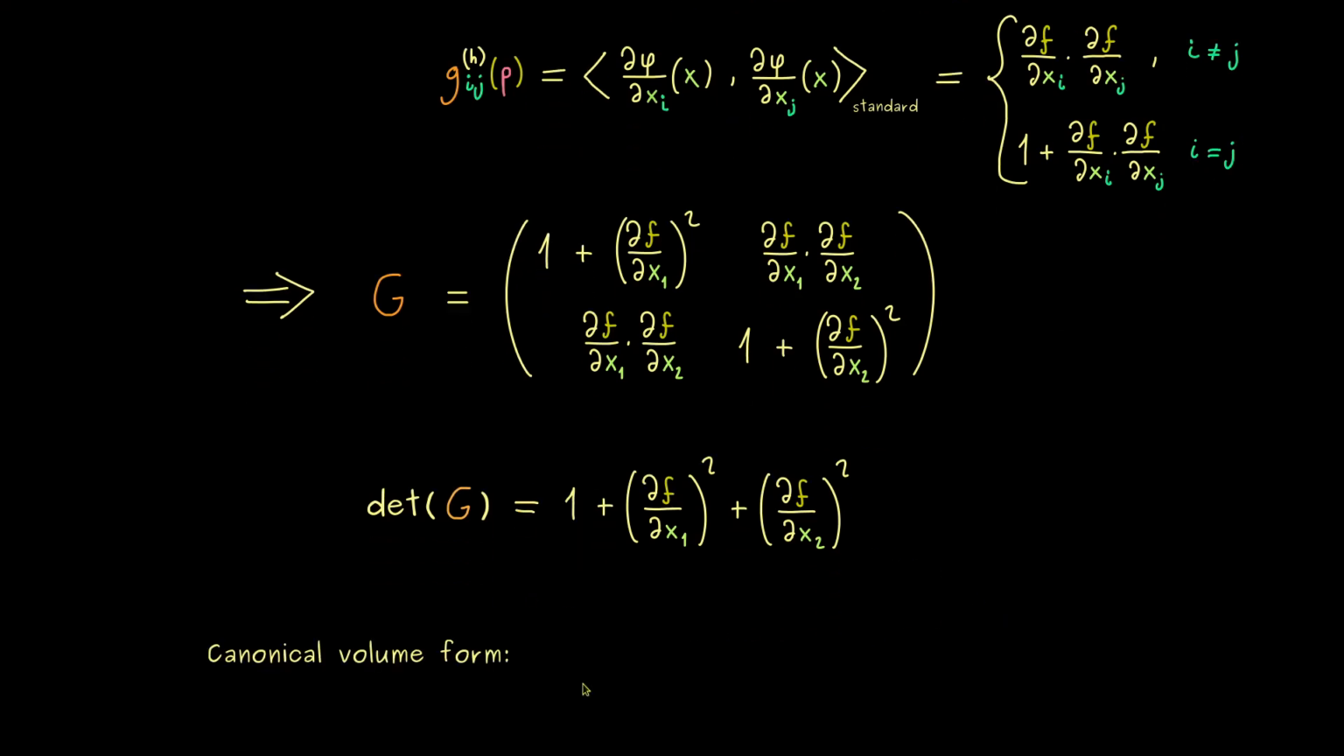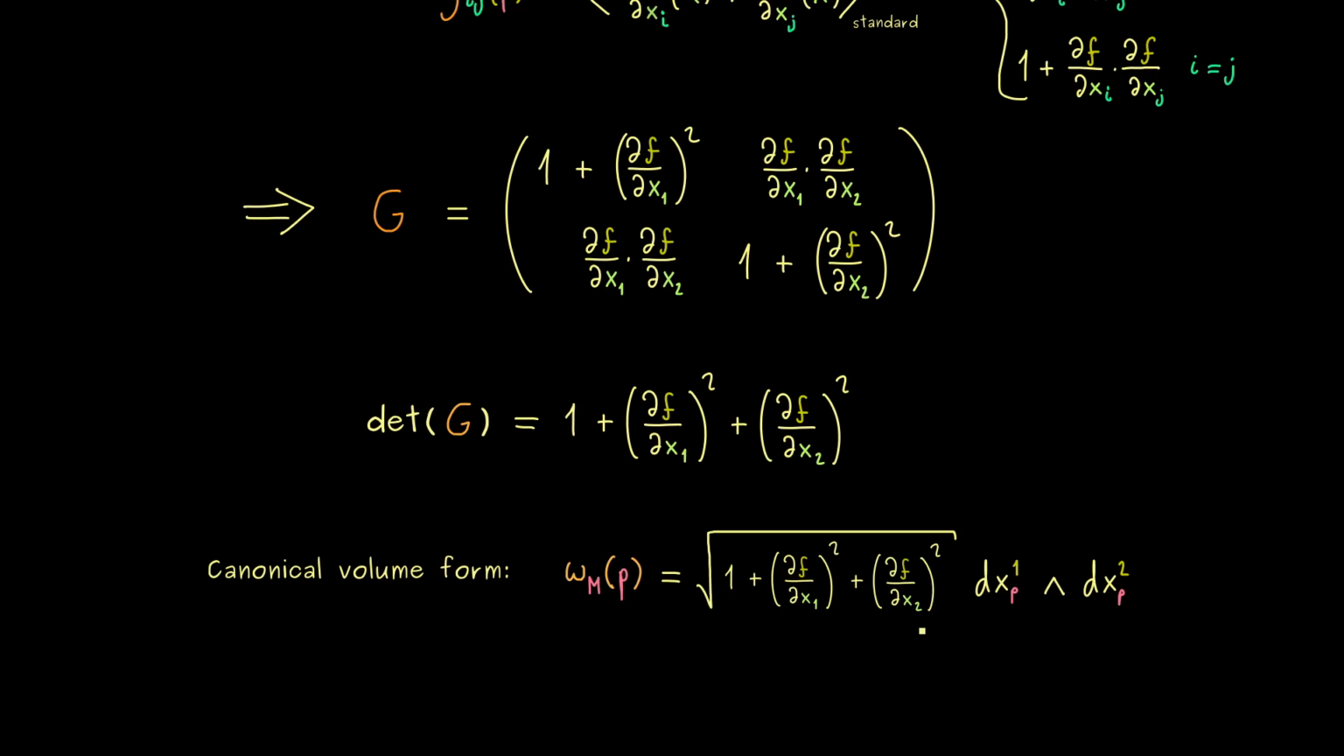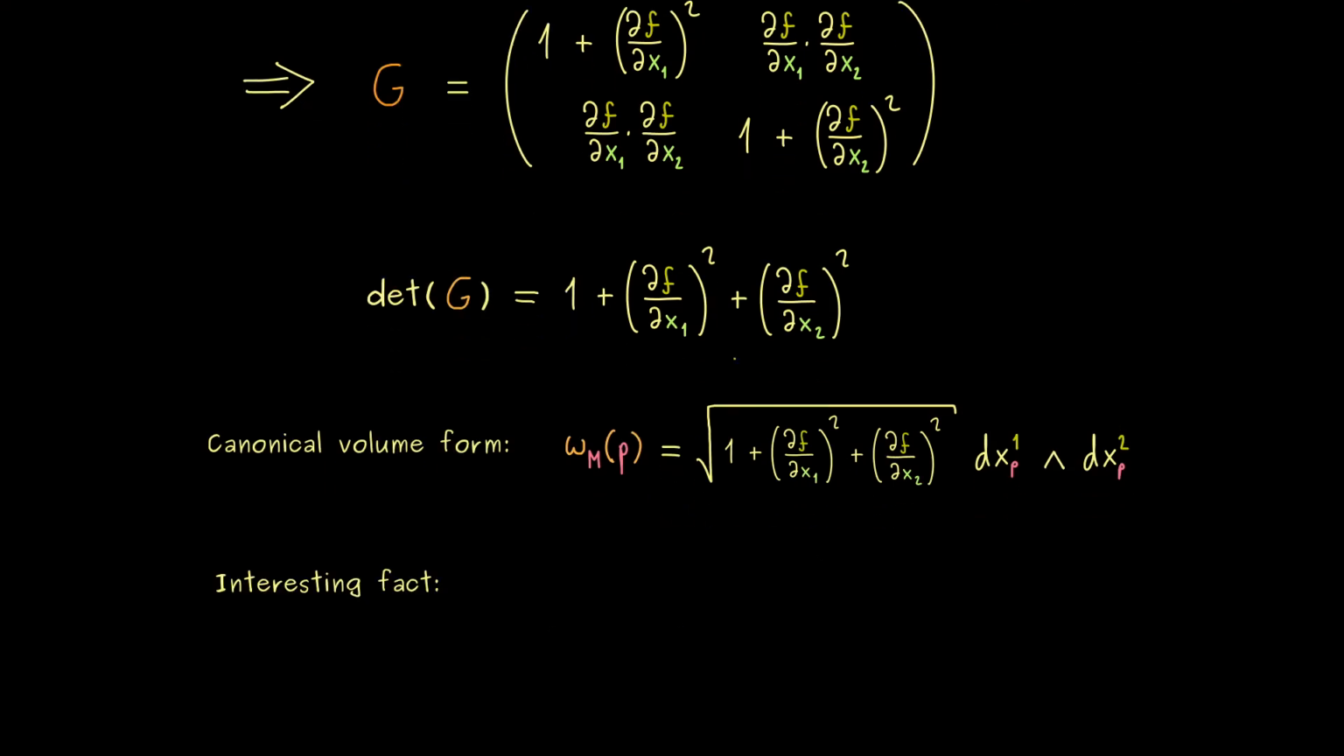Okay, now we are finally ready to write down the canonical volume form for a graph surface. So essentially, we just have the square root of this determinant here. And as always on the right, we just have the standard volume form that comes from R2 here. So now you already know, if you want to integrate the canonical volume form for a graph surface, this factor here comes in. However, at least in our 2-dimensional case here, we have a very interesting fact.